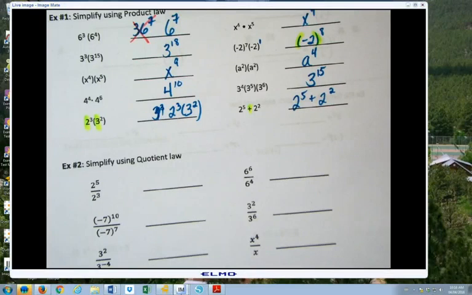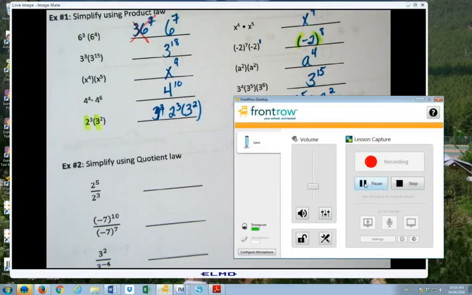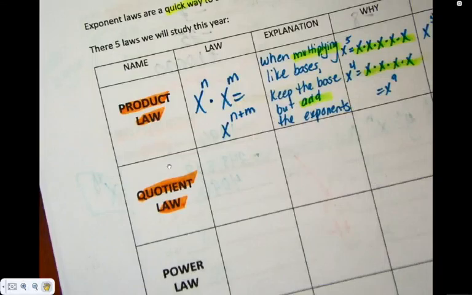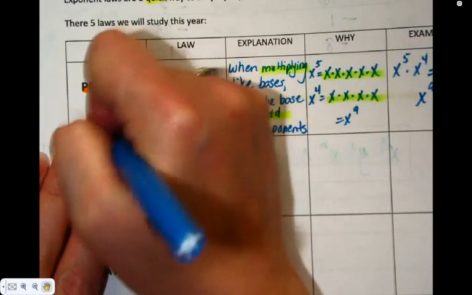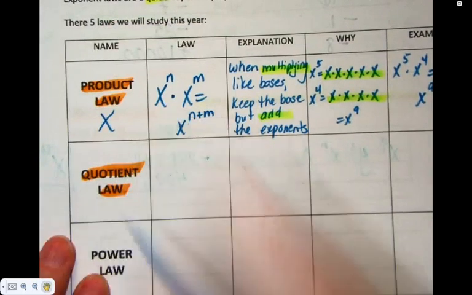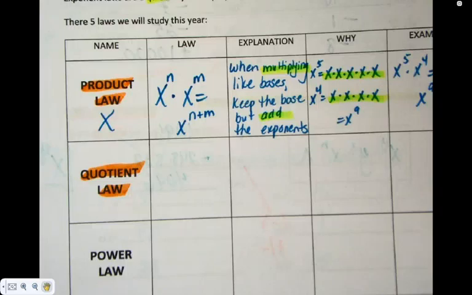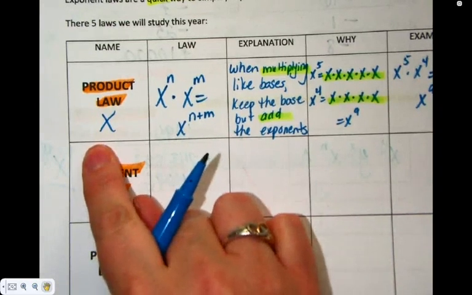Awesome. We're going to do something a little bit different today. Division. Yeah, quotient law means division. That's exactly right. So I'm just going to put that over here. Product law means when we multiply.